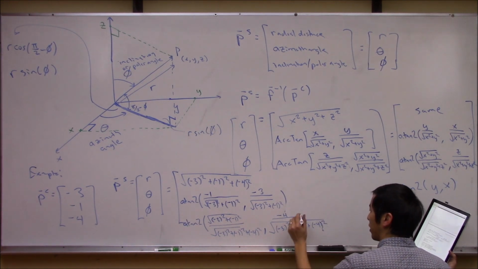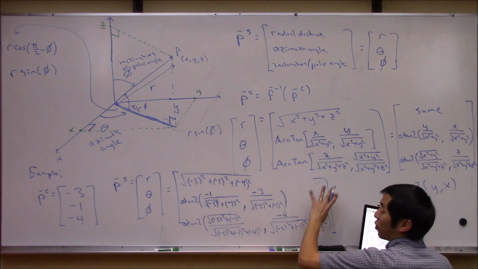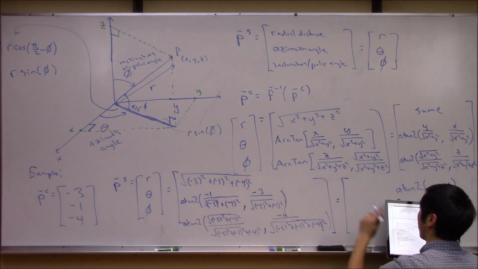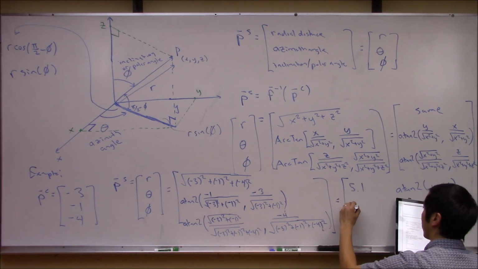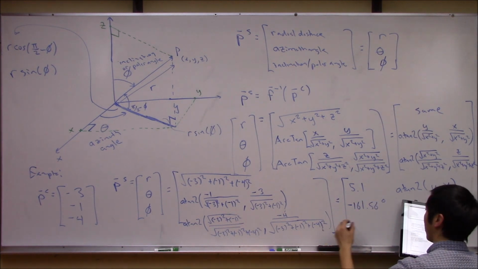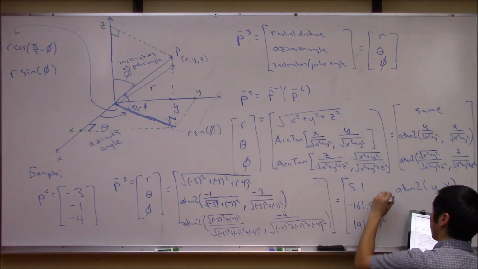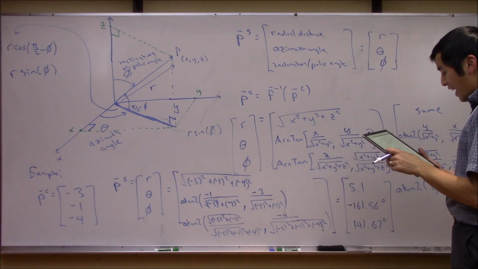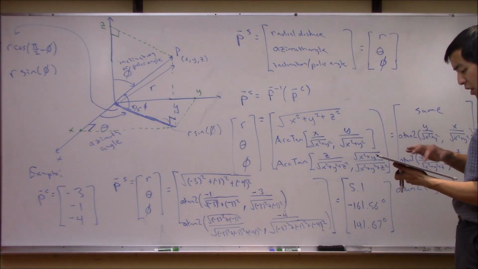Ugly. This is why you want to do this in a computer tool rather than writing it on the board. But long story short, if you crunch all these numbers, here's what you end up with. The radius is 5.1-ish, the azimuth angle is -161.56 degrees, and the inclination angle is 141.67 degrees. Great.